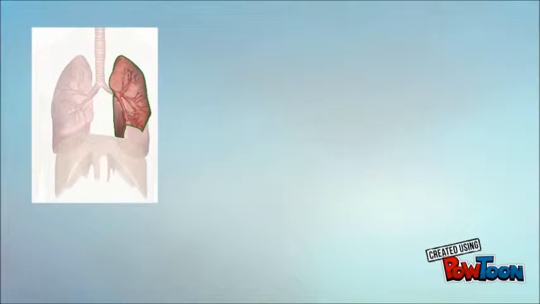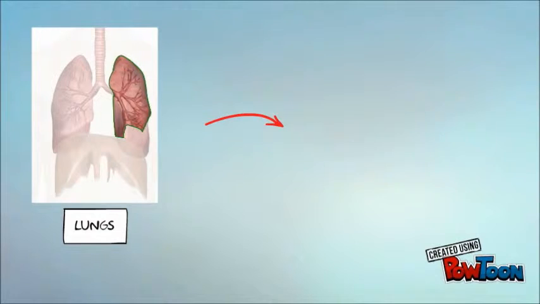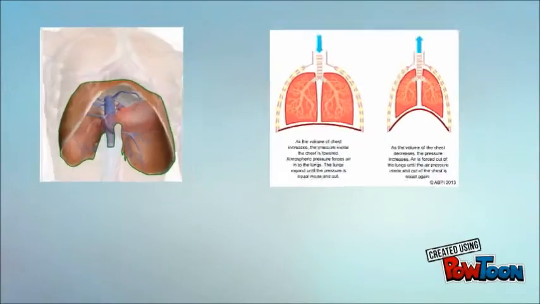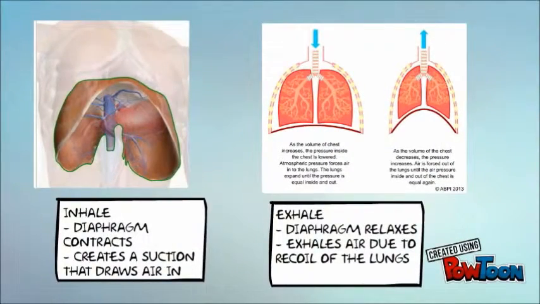Once the air reaches the lungs, the alveoli within the lungs will now allow the exchange of gases, oxygen to the blood and carbon dioxide out of the body. Whenever we breathe in, our diaphragm contracts and creates a suction that draws air in. And whenever we exhale, our diaphragm relaxes and expels air due to recoil of the lungs.